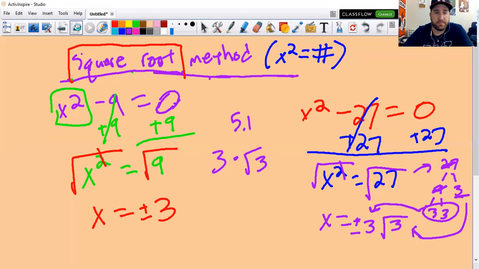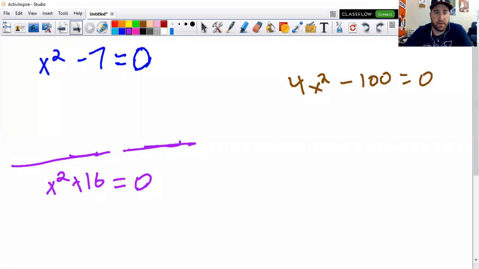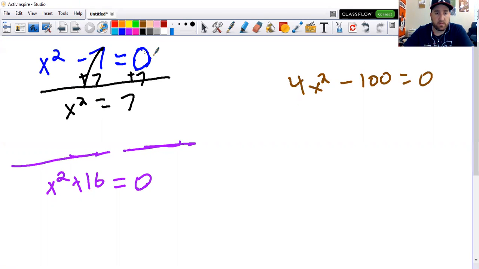Problem 3. All right, same thing. Except now we just have a 7, so add 7 to both sides. X squared equals 7. Square root, go back to the blue. So this gives me x.